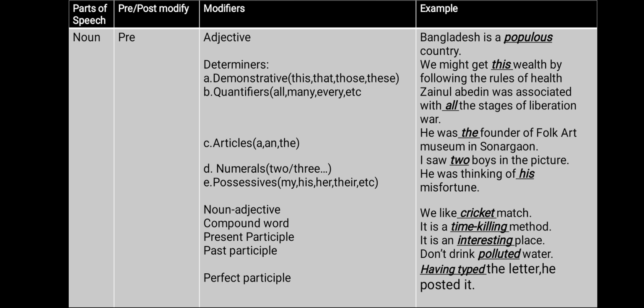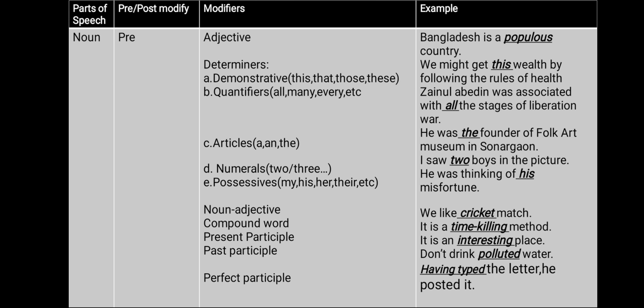Noun adjective. We like cricket match. Cricket is a noun, match is also a noun. But here match is modified by cricket, which tells which kind of playing we like. So cricket is modifying match. That's why the noun sits before the noun. That is called noun adjective.